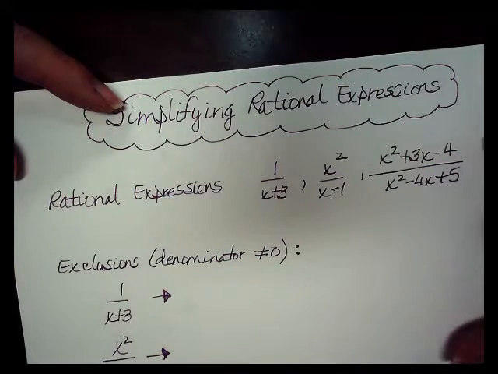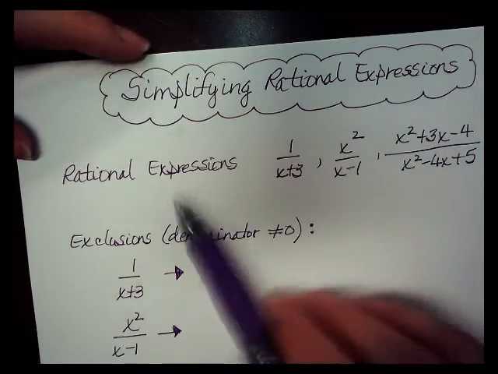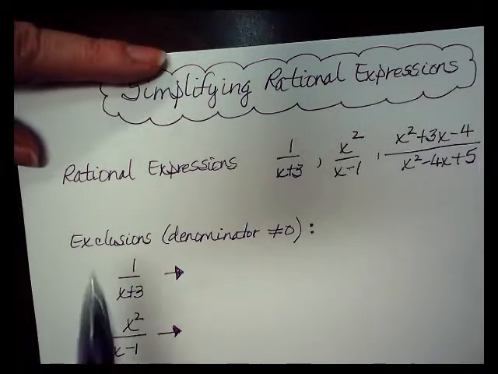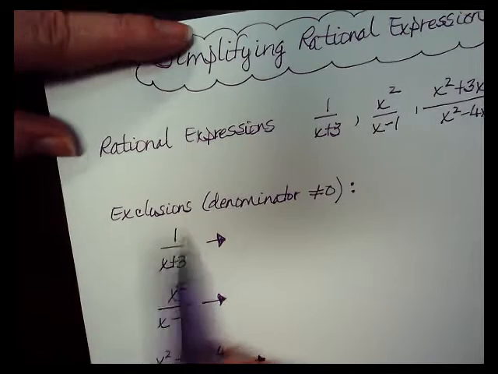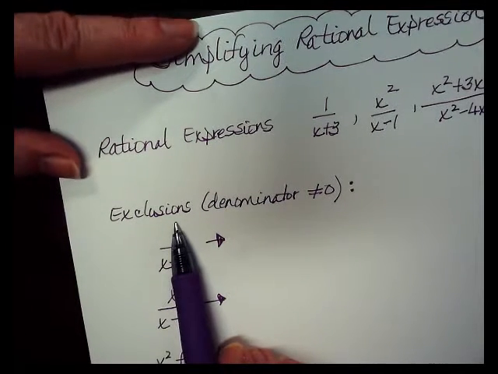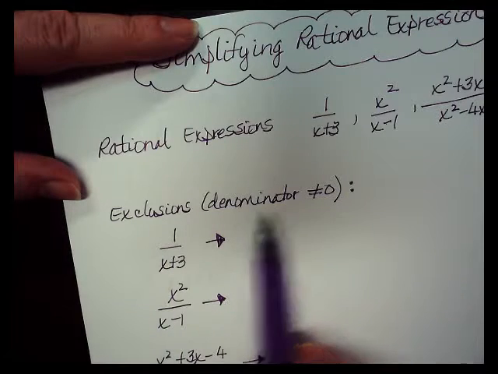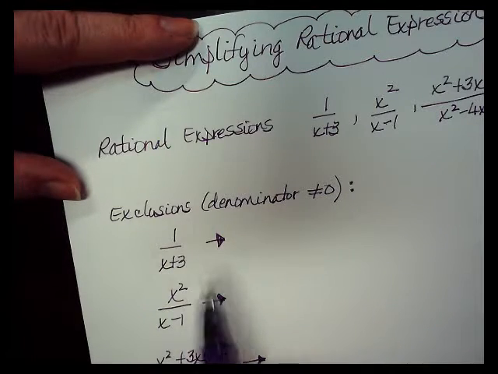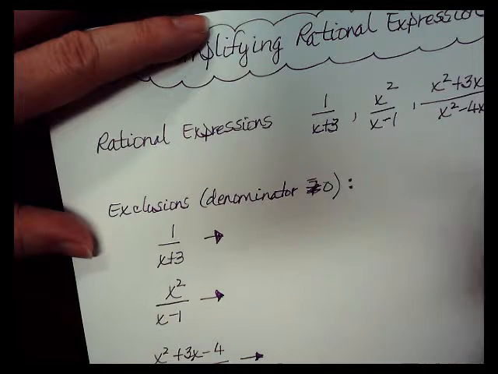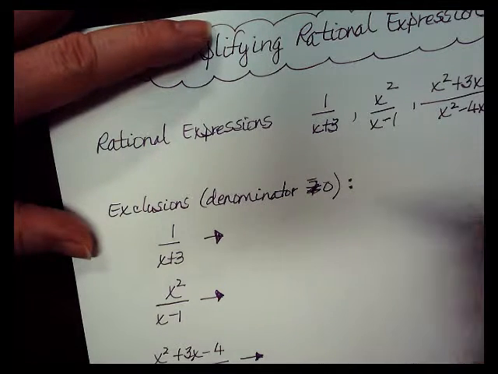So the first thing you need to remember about fractions is that the denominator can never equal 0. So what you do first of all is what are called exclusions. Exclusions are what the variable cannot equal, which would make the denominator equal to 0. But you don't want the denominator to equal 0.